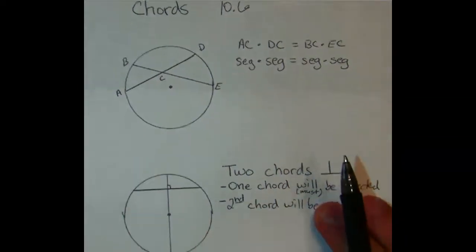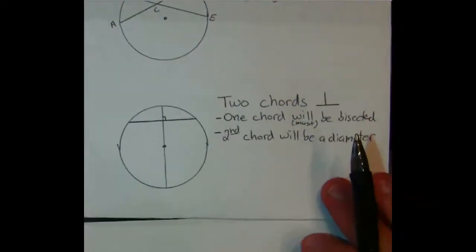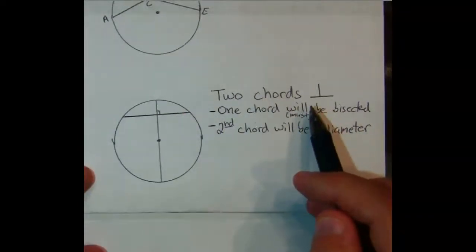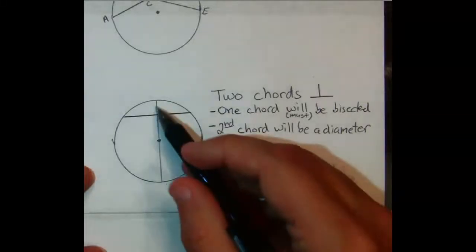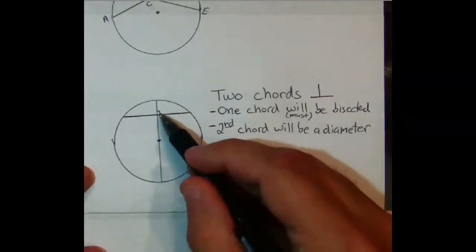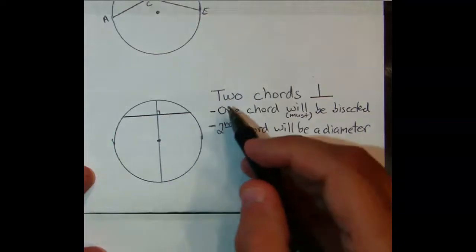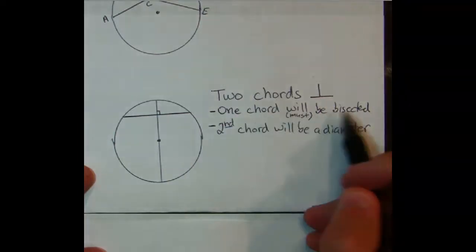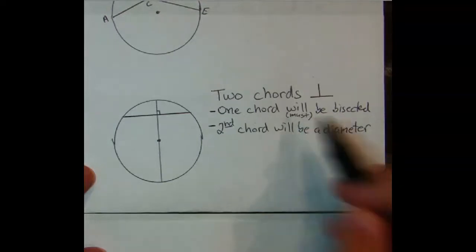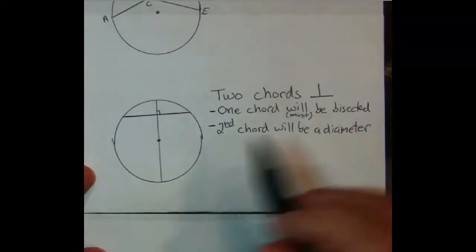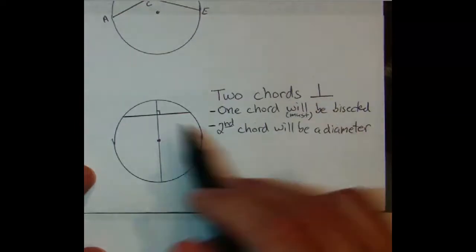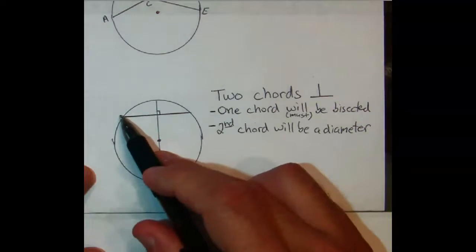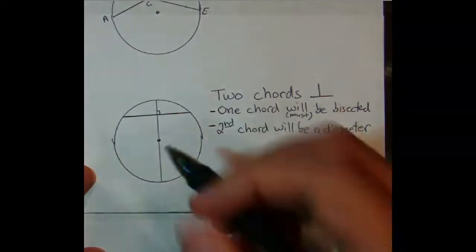Now the second type that you're going to see is when you have two chords that are perpendicular to each other. Notice we have a chord here and a chord here, and it's perpendicular. Now what happens when they are perpendicular? Well, one chord will be bisected. It must be bisected. Yes, you can have bisected in other scenarios, but with perpendicular, they are going to be bisected.